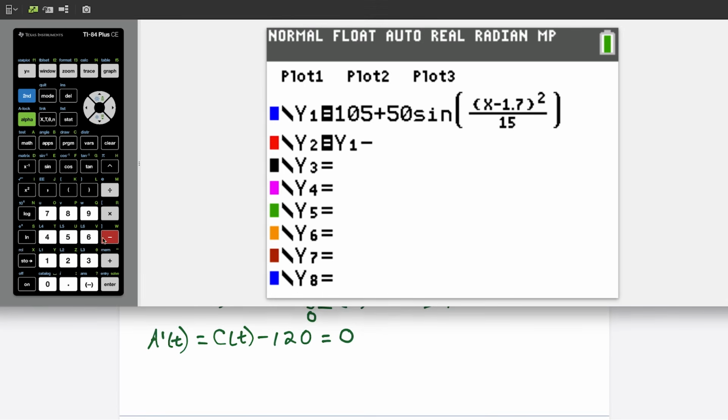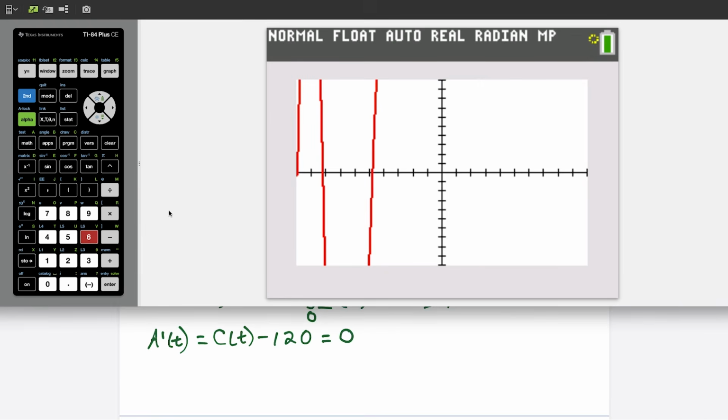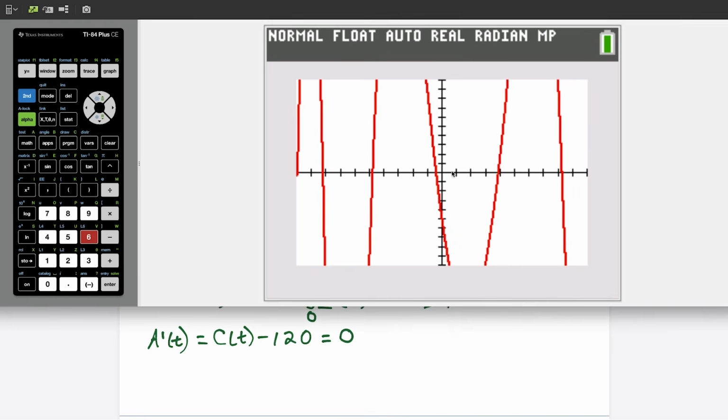And then minus 120. And now a nice little trick, what I could do is go over to the y1 equation, go up to the equal sign and press enter. Because when I look for the root here, I only care about when y2 is equal to 0, when I have C of t minus 120 equal to 0. So now watch what happens though. If I press graph, so I'm just going to press zoom 6 and pretend this is just graphing this all over the place. Notice that this gives me a lot of excess that I don't need.